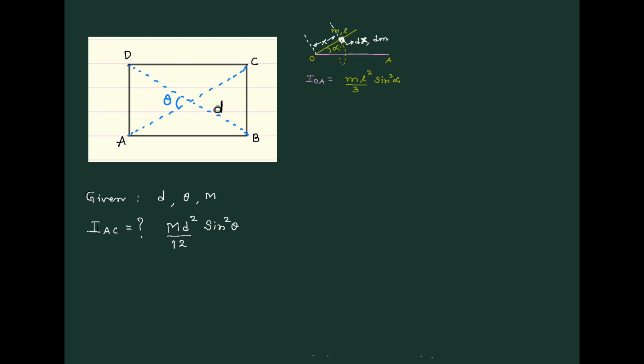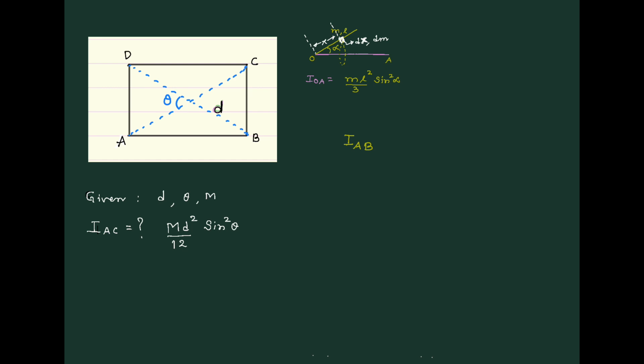Now let's see how to find I about this line AC of this whole frame. We can find it one by one. We can find I of AB, then I of BC, and just double it, because this side and this side will have the same I about this diagonal, and this side and this side will have the same I about this diagonal due to symmetry.